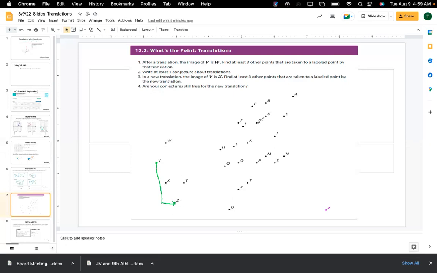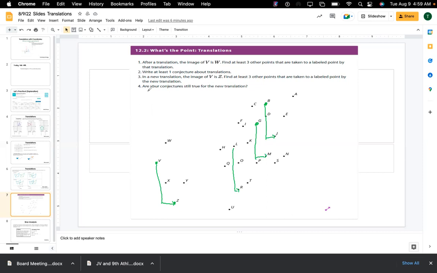Okay, so let's take G. We went down and to the right. So from G to M, maybe, or from B to J, or... I'm trying to see if there's any others I can see right off the bat. That one's a little too far. That might not count. But basically, you just need to have the same kind of movement.